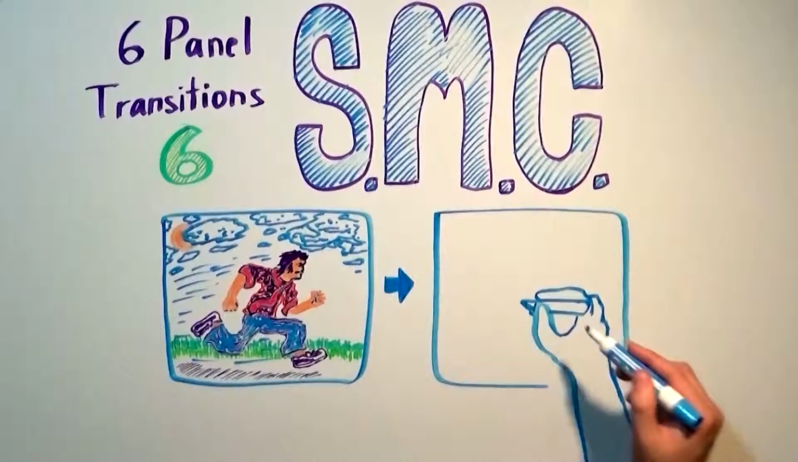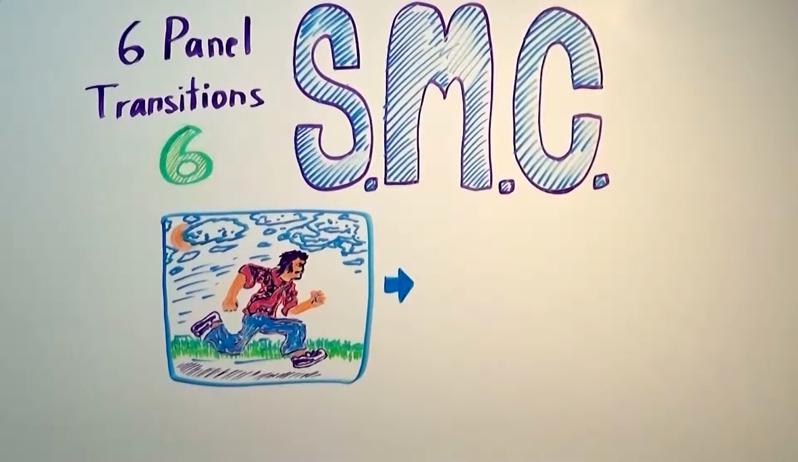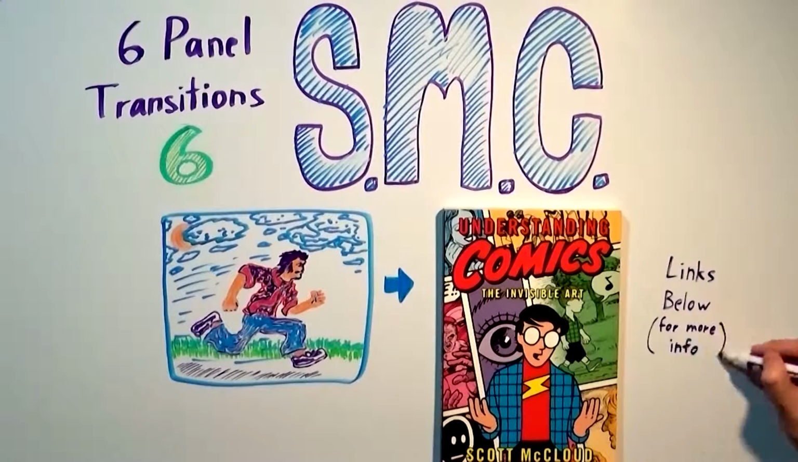How do you see the comic unfolding after a complete non-sequitur? For more information about this panel transition, check out Scott McCloud's work in the links below.